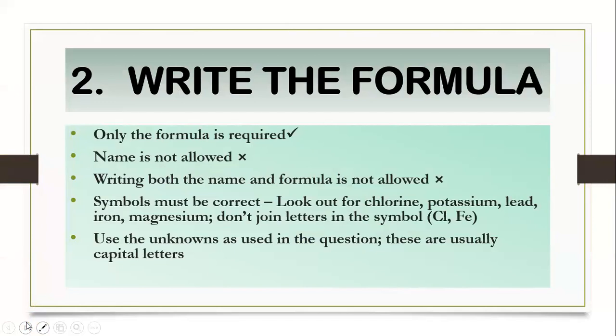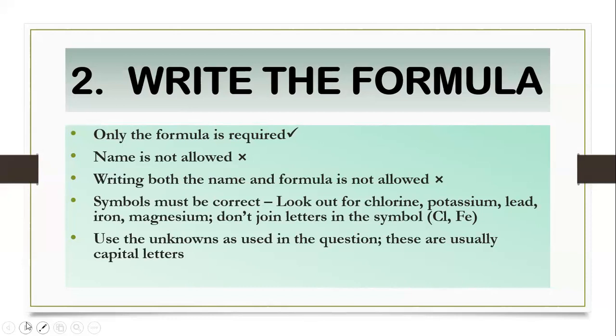Now we have our second action verb. I hope everyone can clearly see our screens right now. And the second action verb is where we are tasked to write the formula. In this case, only the formula will be a correct answer. If you write a name, it is not okay. Even writing both the name and the formula is not okay. Why? Because we are not sure if you really know the difference between the name and a formula.